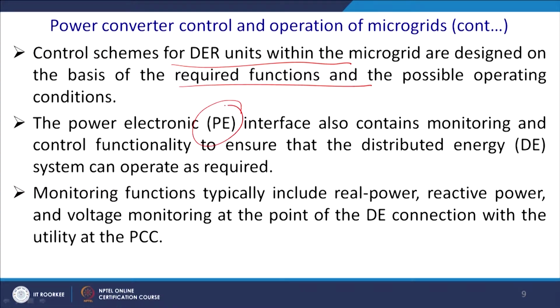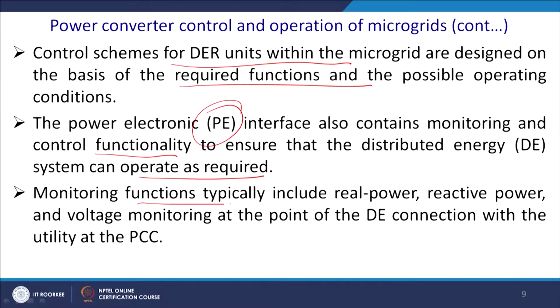The power electronic interface also contains the monitoring and the control functionality to ensure that the distributed generator unit, that is DES system, can operate as required. So, it may require PQ control, it may require the droop control for the DC microgrid, it may require the V/f control. So, all those entities can be factored into this distributed generation by the power electronics interface.